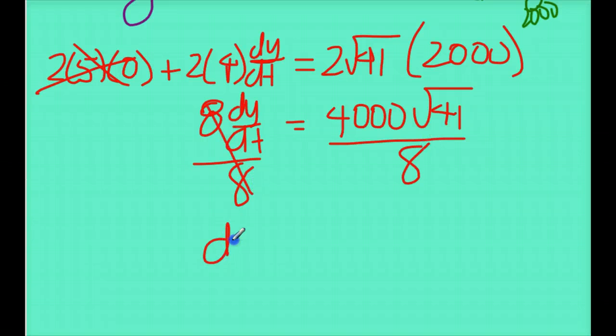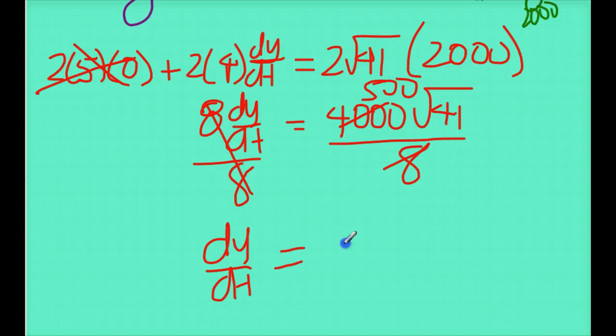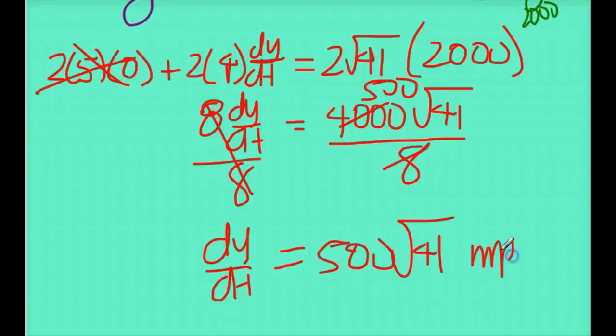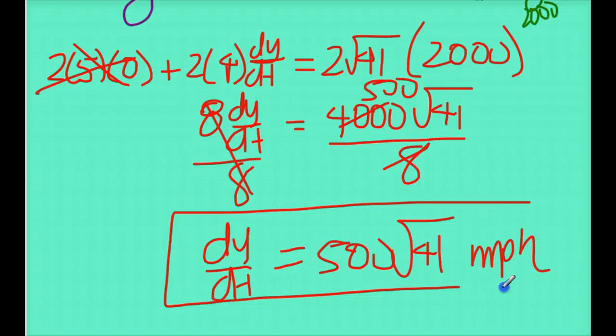This cancels dy dt. If I were to cancel this, I get 500. So it's equal to 500 radical 41. And I need to do my units. So these are in miles per hour. Okay. So this rocket is rising upwards at 500 radical 41 miles per hour.